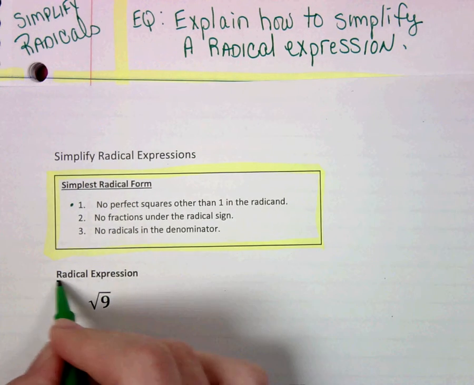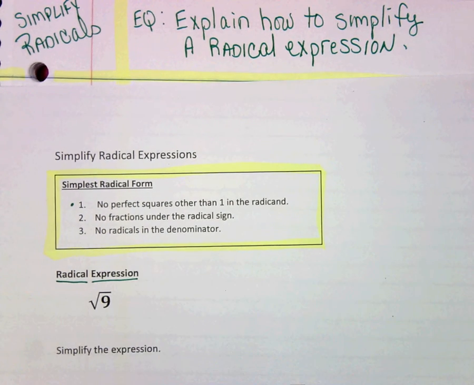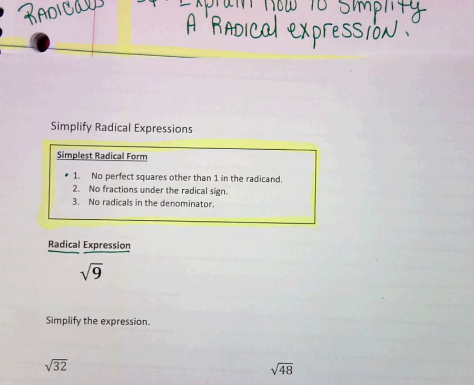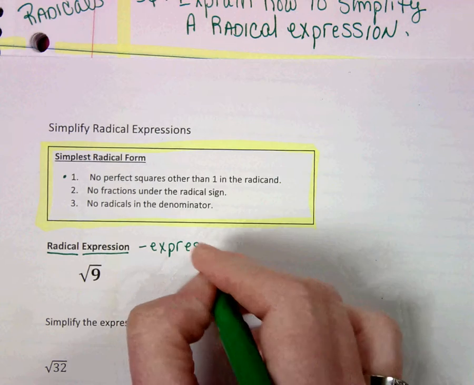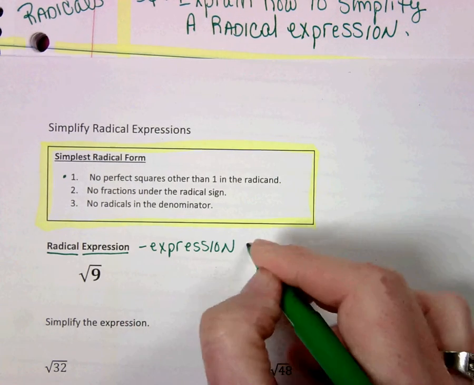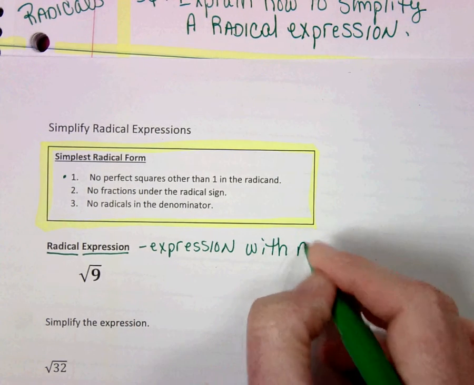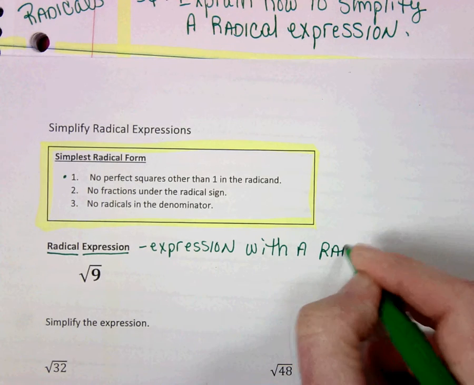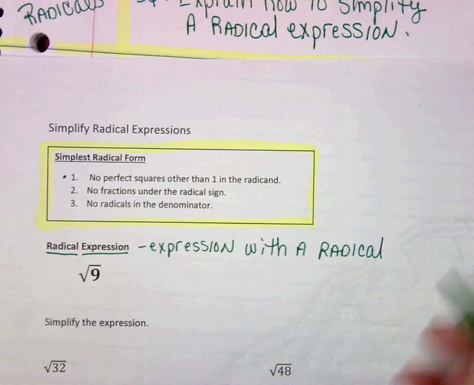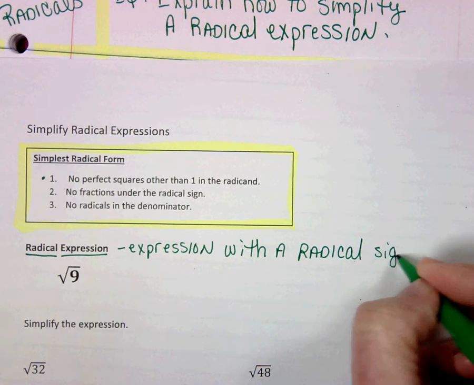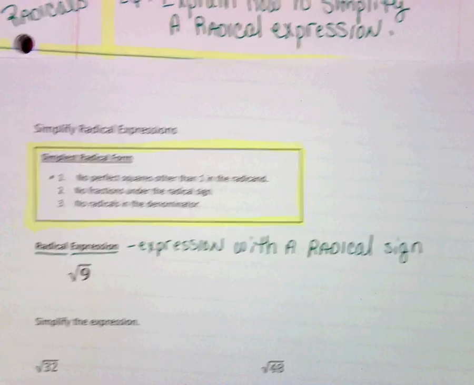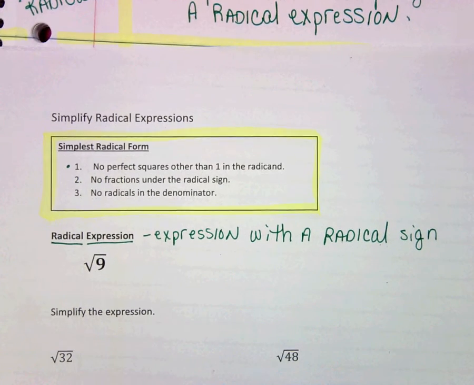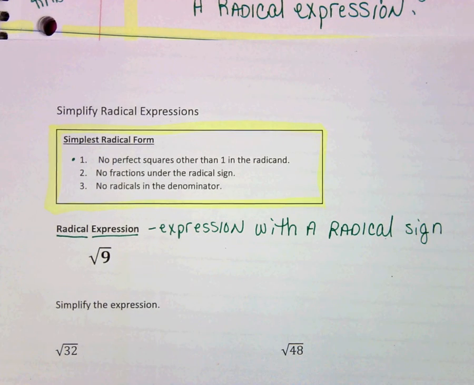Let's first write down a definition for a radical expression. It's very, very simple. A radical expression is simply an expression with a radical sign. Today we're going to just look at very basic ones, but in future days we will be looking at expressions that have adding and subtracting, multiplying, dividing, and so forth. So we're not going to just be looking at the basic ones today or in the future.